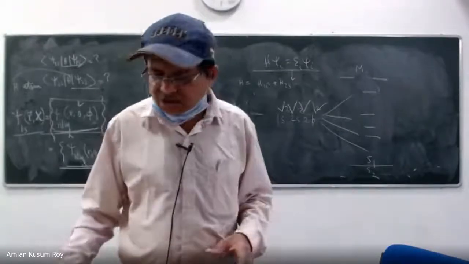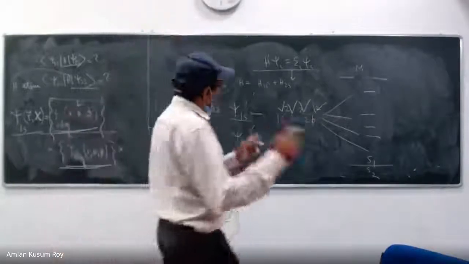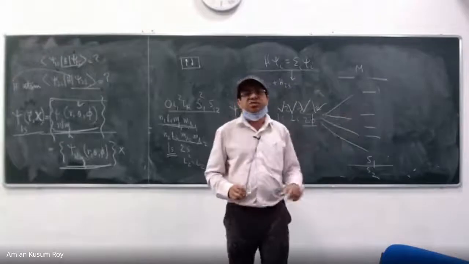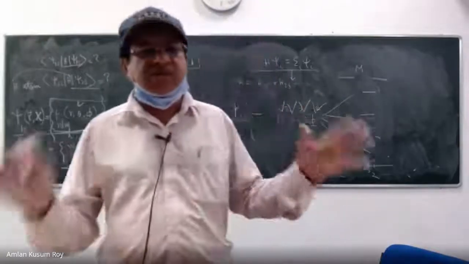So from each configuration, you will learn how to find this out. If you do that, in the next class we will do that, the 2p2 will give you 15 microstates. What are those microstates? That we will discuss. How to get that, we will discuss.